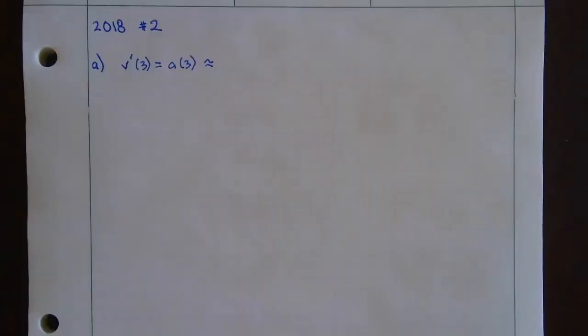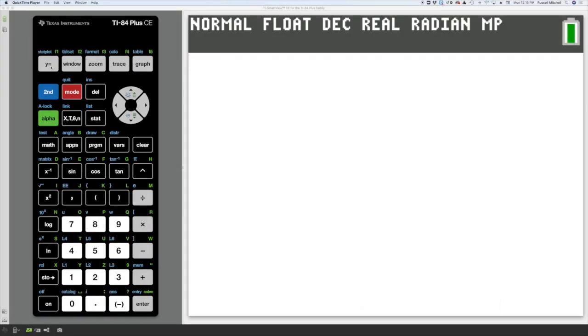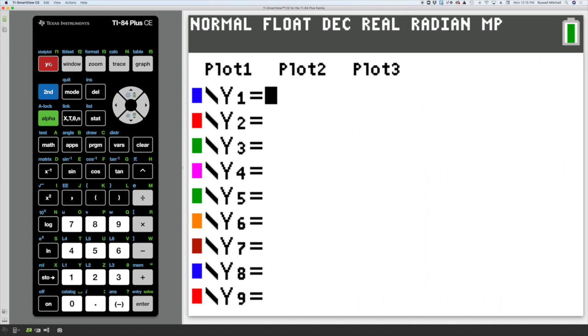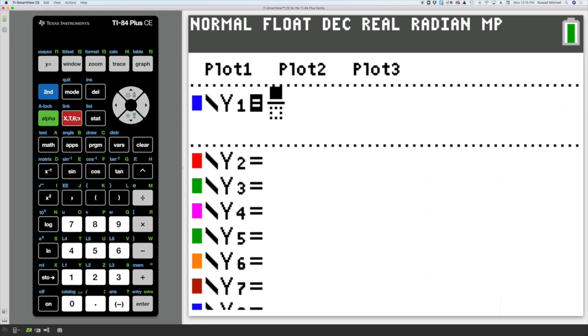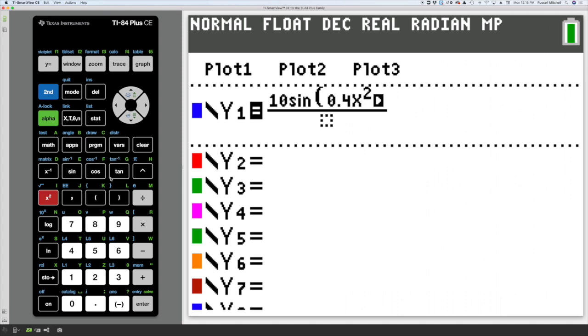Okay, so I'm going to go to my graphing calculator and put this in. I want to press y equals, and put my velocity function in for y1. I press alpha x to get the fraction bar, then 10, then sine, then 0.4 t squared, which in this case t will be x, so 0.4 x squared. Then close the parenthesis. The denominator is t squared minus t, so x squared minus x, and then plus 3.